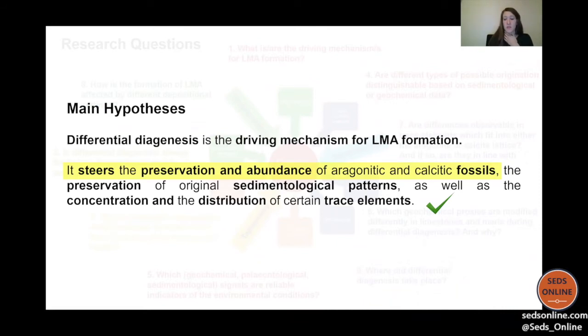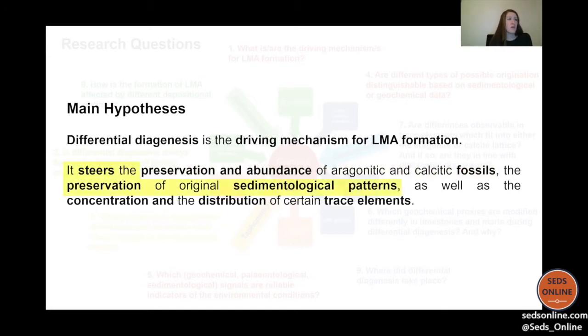Do we have aragonitic fossils preserved only in the limestone? We cannot find them in the marl if differential diagenesis acts. So this implies a severe bias. So let's look at the preservation of sedimentological patterns now.